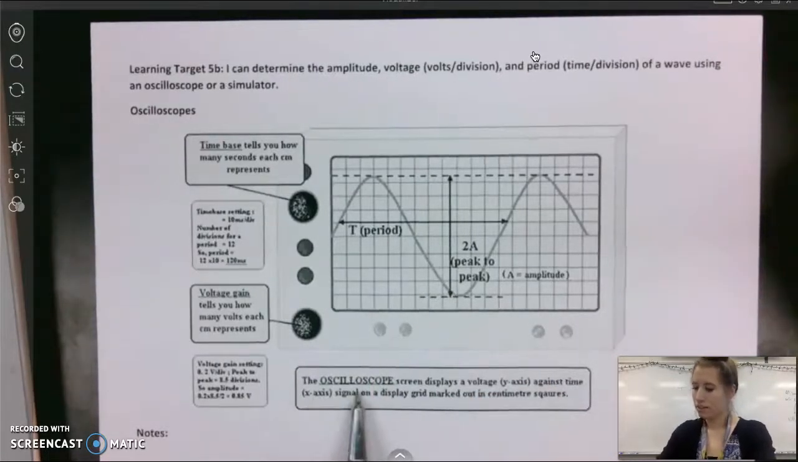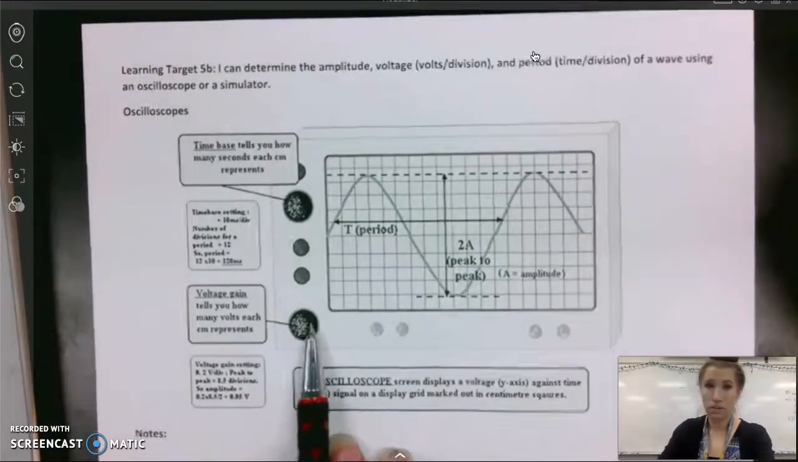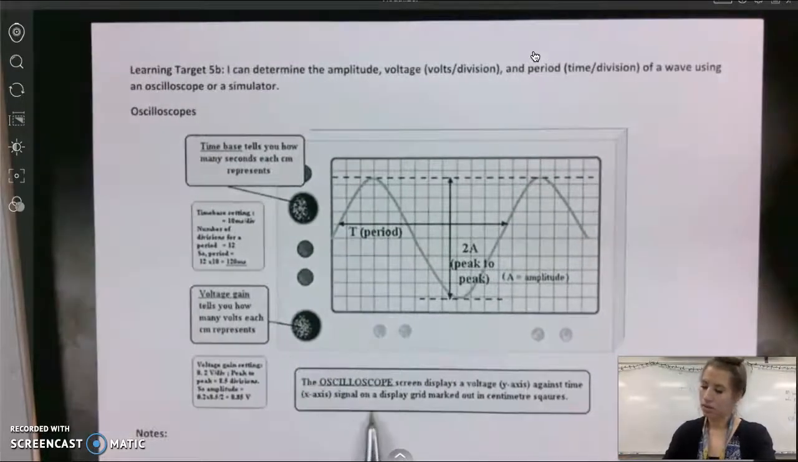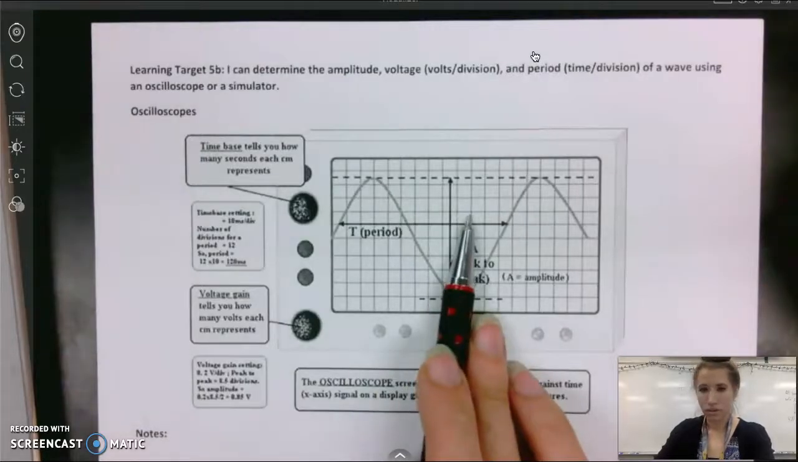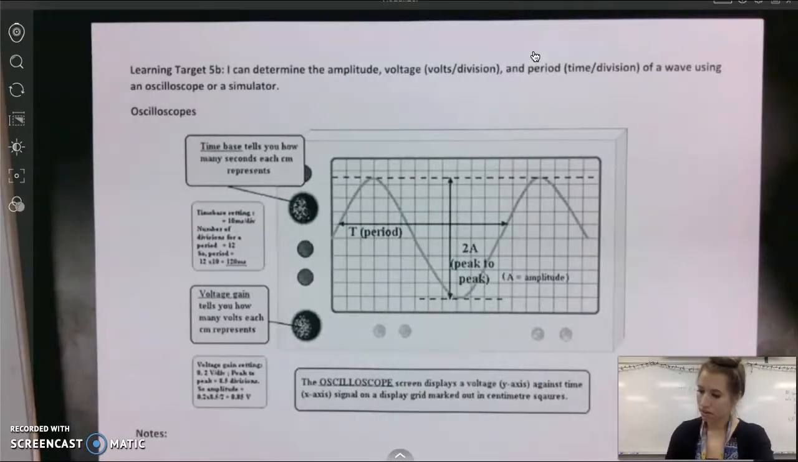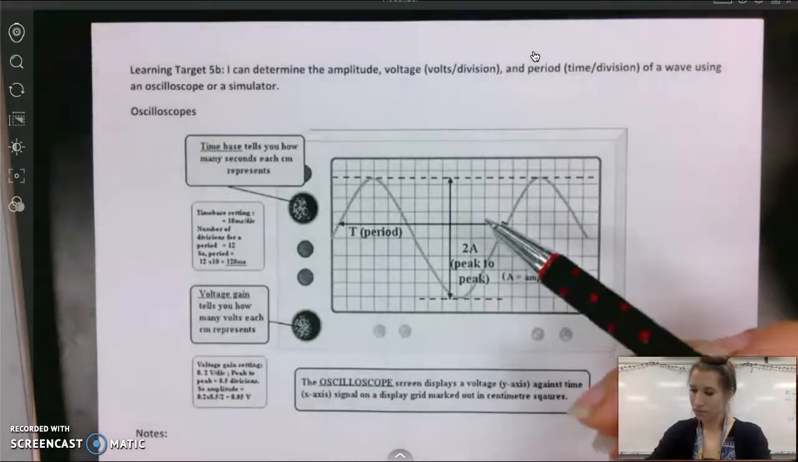And what we see here, it tells us voltage is in the y against the time, which is in the x. And then it's marked out, and depending on where the knobs are set will determine the amount of voltage or time per centimeter or square on there. Okay, so let's look at this for a moment.